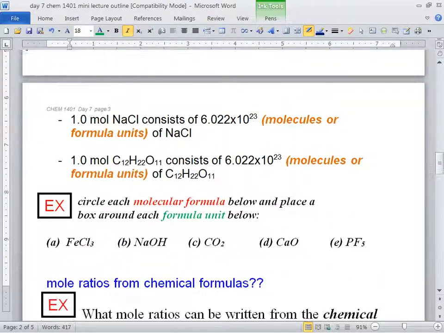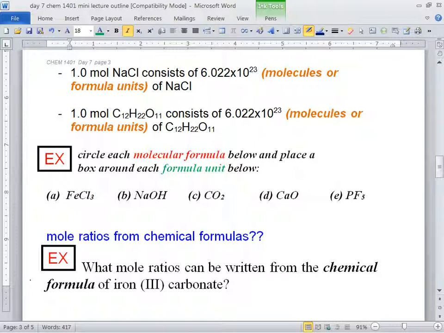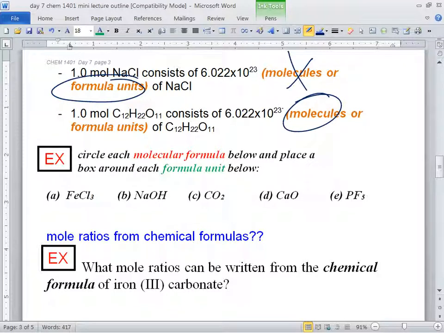Okay. Some more terminology. Connor, 1 mole of sodium chloride consists of 6.022 times 10 to the 23rd blank of NaCl. Formula units, exactly. Don't use the word molecules. Formula units, they're called. Kenneth, 1 mole of sugar consists of 6.022 times 10 to the 23rd blank of sugar. Molecules, exactly. So that's terminology we just got to get used to. Circle each molecular formula below and place a box around each formula unit below. So go ahead and do that. Circle all the molecular formulas, put a box around all the formula units.